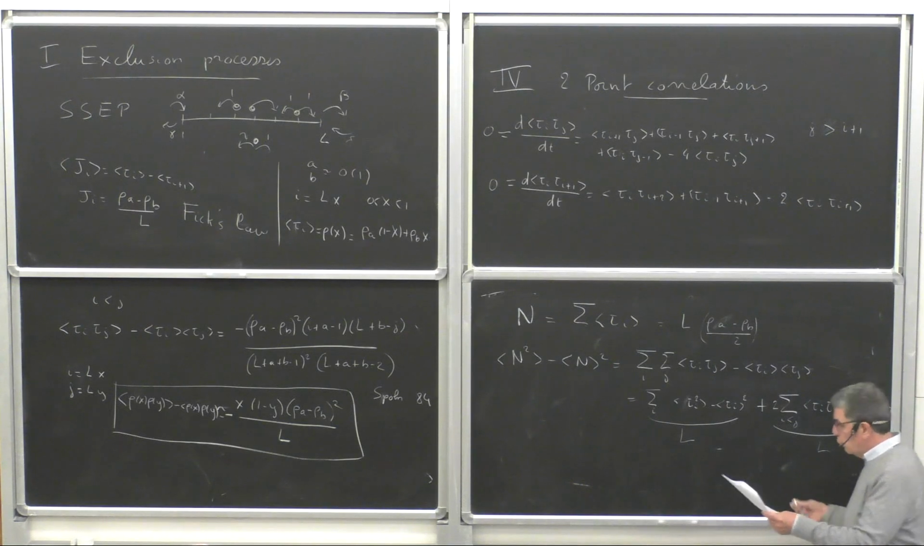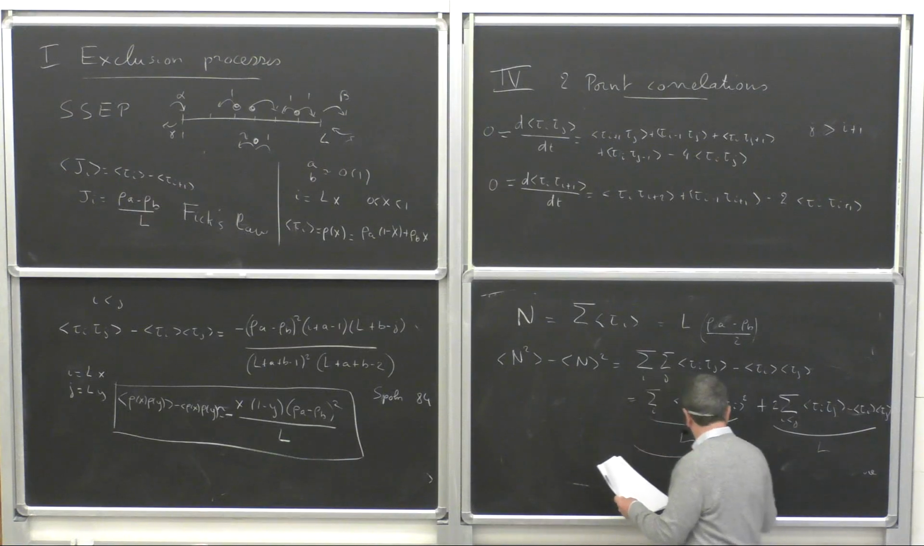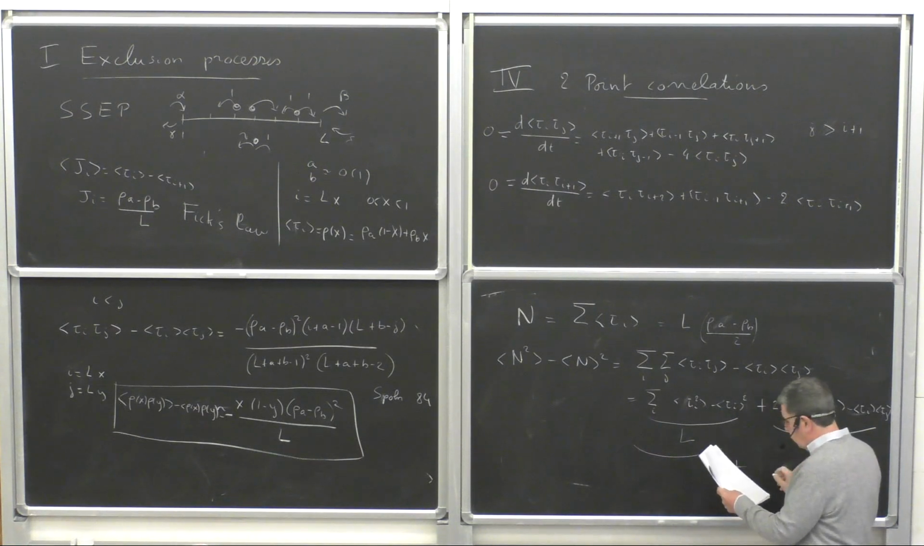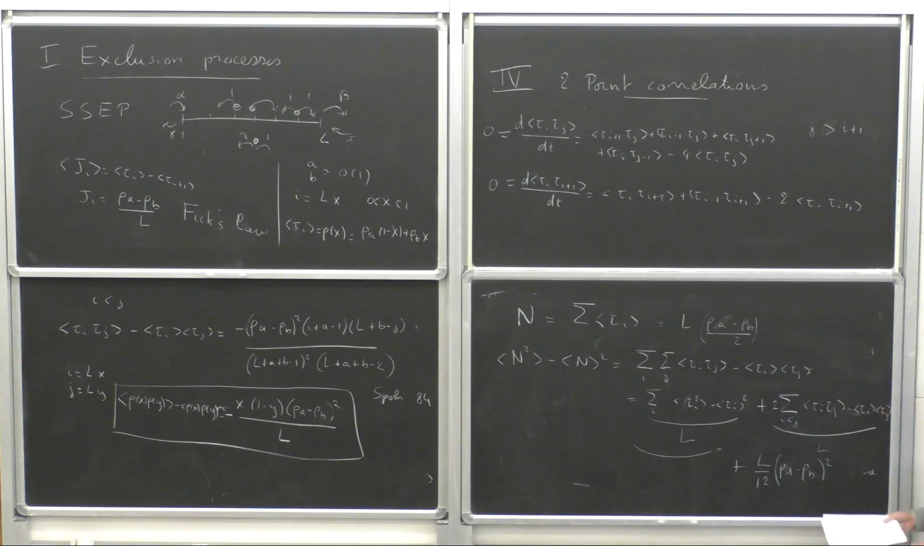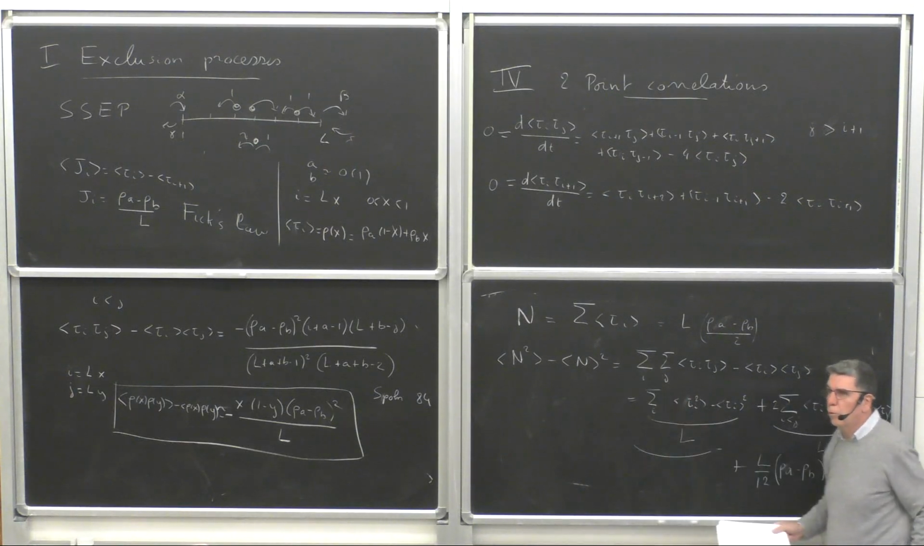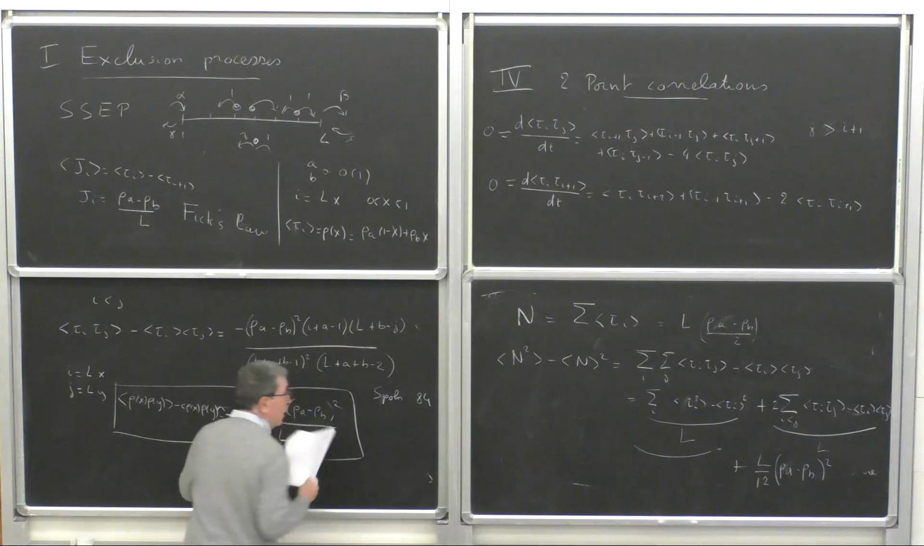And if you do the computation, you get that this contribution here is L over 12 times (rho_A minus rho_B) squared. But what is important to realize is that even if you look at these fluctuations, already this dependence here matters.